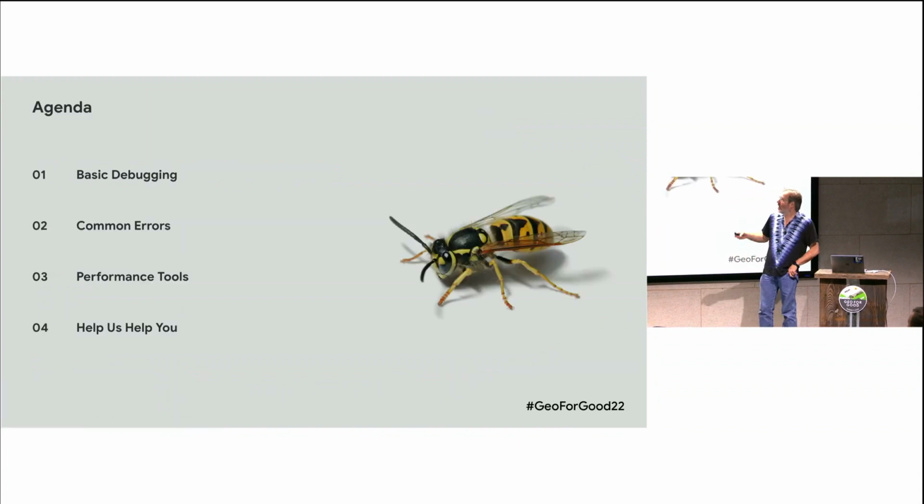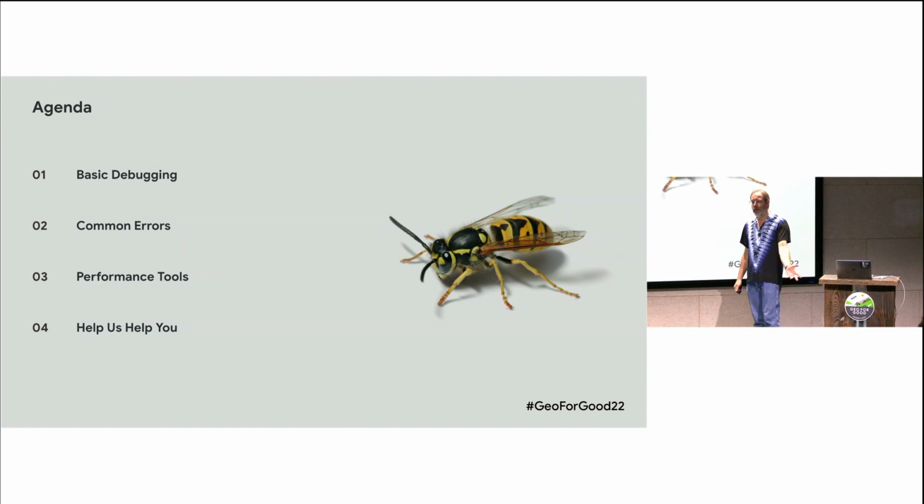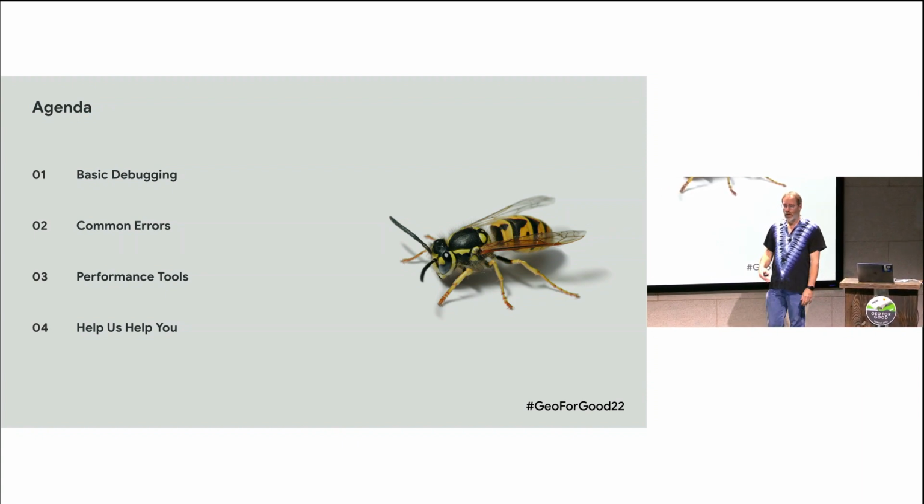OK, so we're going to talk about 4 things. Basic debugging, things that you can do to avoid errors in the first place. Common errors you're going to hit and what to do about them. Some of our performance analysis tools, or tool, really. And then a little bit about getting help.